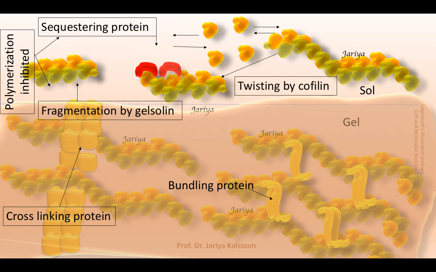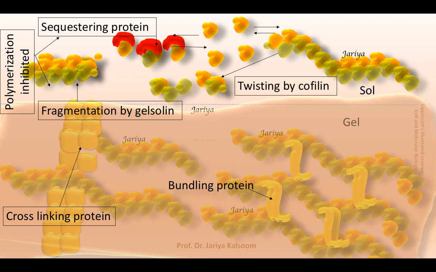The gel state of the cytoplasm is shown in the lower portion of this slide, where the F-actin polymers are joined together by bundling proteins and cross-linking proteins. The upper portion of the slide shows the sol or soluble state of the cytoplasm, which is the result of twisting and breakage of F-actin filaments by cofilin protein and fragmentation or breakdown of F-actin filaments by gelsolin protein.